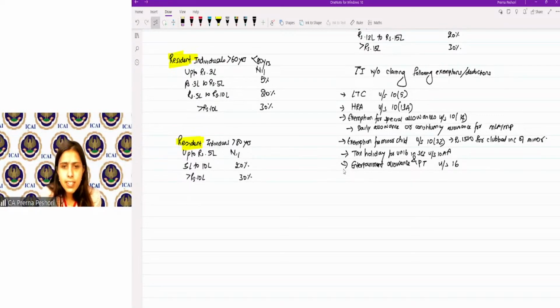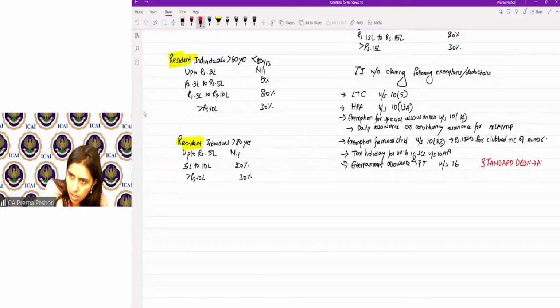No, not 80CCD. Standard deduction. Yes, correct. So at least we should give them standard deduction, and they have amended this particular section through the Finance Act 2023, so standard deduction is allowed. So I'll write it here. Standard deduction allowed. Standard deduction is allowed, thankfully. And for this 50,000, the taxpayers are forever grateful, right?